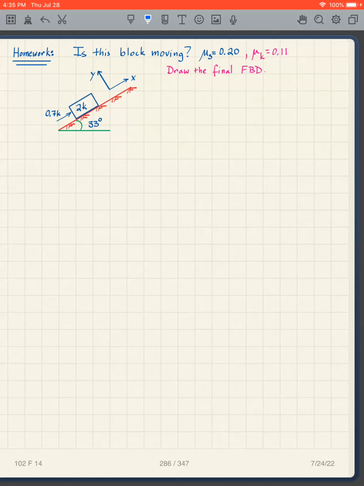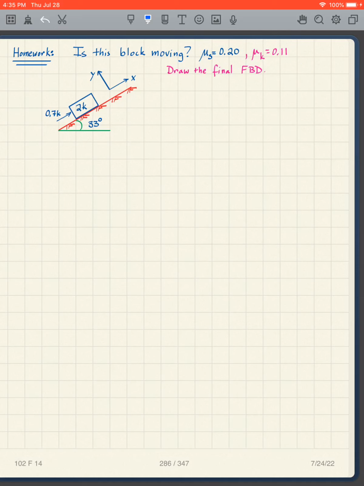Okay, here's another problem. Is this block moving? I have the plane at 33 degrees. I've got a 2 kip load. I'm pushing upward with 0.7 kips. The static coefficient of friction is 0.2. The kinetic coefficient of friction is 0.11. And the other part of this problem is to draw the final free body diagram.